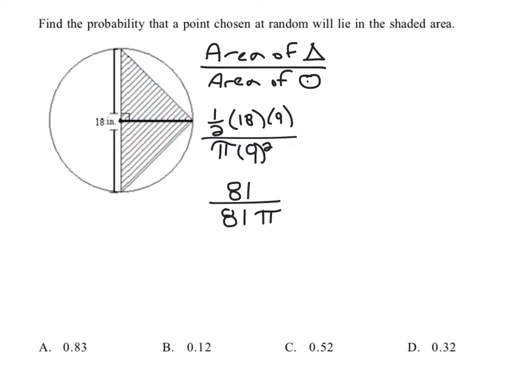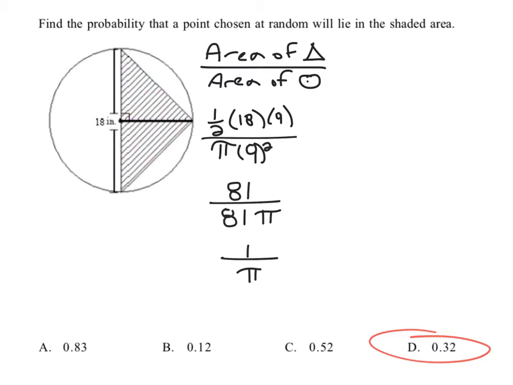Well, in fact, that simplifies down to just 1 over pi. So what you're then looking for is what is 1 divided by pi. And if you type that into your calculator, 1 divided by pi, you get 0.318, or roughly 0.32. Okay?